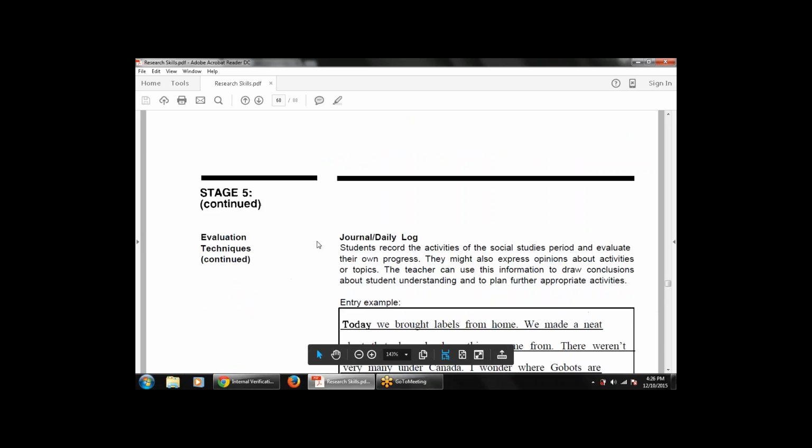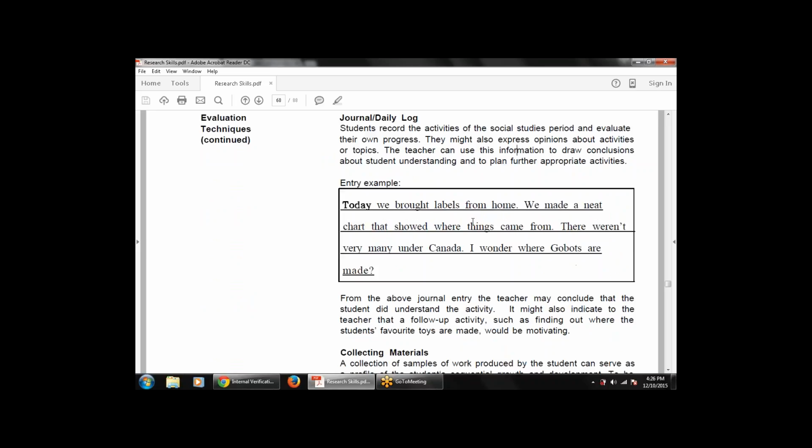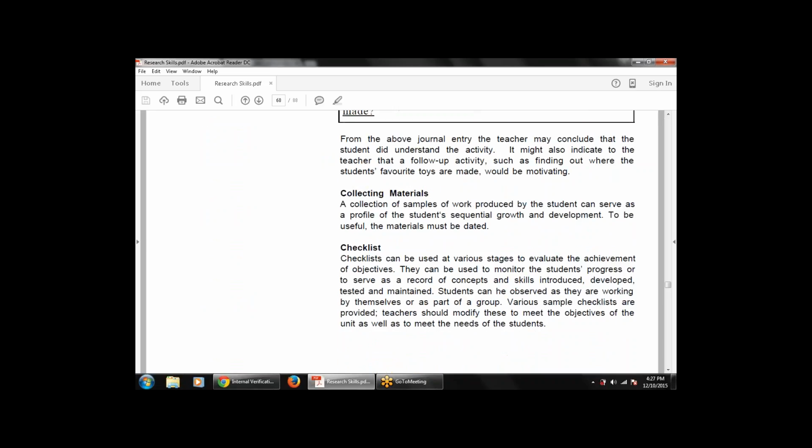The next technique that is used is a daily log. The student records the activity of the social studies period and evaluates their record. That means maintaining a record of the social science activities that are going on, and evaluating the progress. Then next is collecting the material.